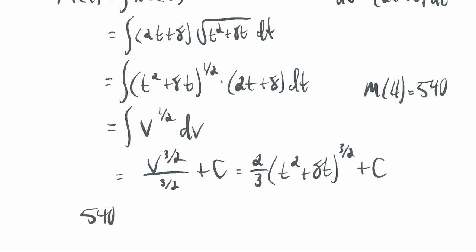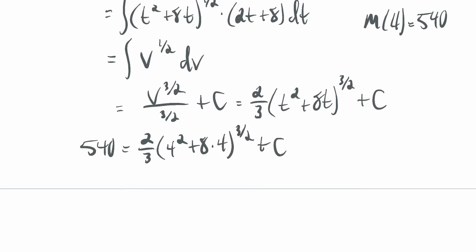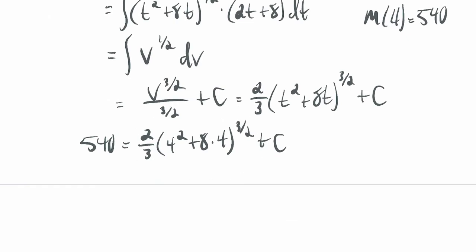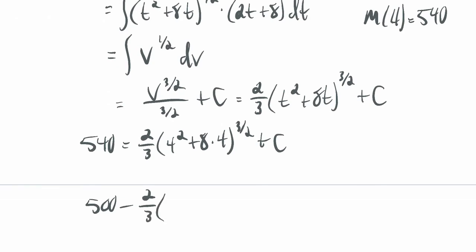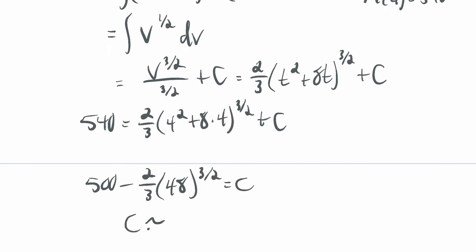So 540 equals 2/3 times 4 squared plus 8 times 4 to the 3/2 power plus c. Okay, so I'm going to multiply both sides by 2/3, I guess, or just subtract this whole group on both sides. So 540 minus 2/3 times, so is that 48? 4 squared plus 32, 48? Yeah, I think so. To the 3/2 power, which is going to be kind of a messy number because that does not have a nice clean square root. So this equals c. So c is approximately, we could reduce this by hand, but just go to a decimal value. 540 minus 2/3 times 48 to the 3/2 power.